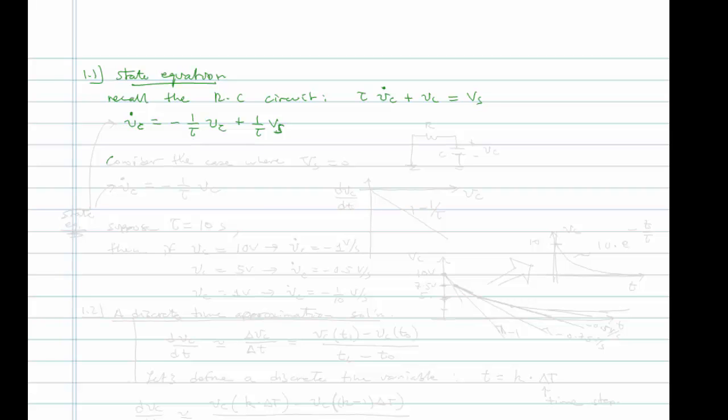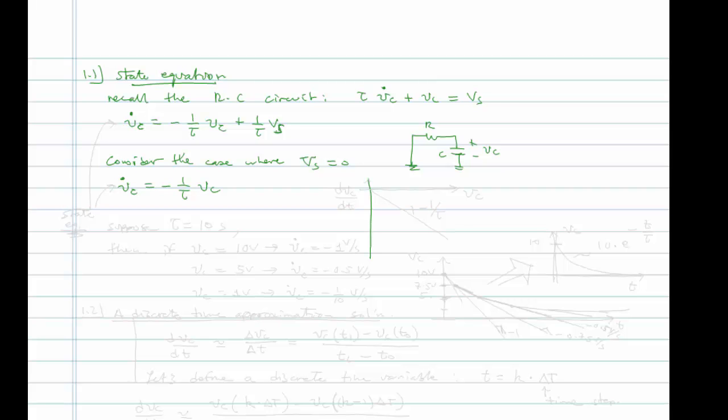Now let's consider the case where VS is 0. That just means there is no voltage source, so what we really have is a capacitor and a resistor in series. We're looking at this voltage VC, and maybe there's some initial voltage on the capacitor. How does that voltage evolve over time? Well, it's going to discharge through the resistor. So we can write VC dot is equal to minus 1 over tau VC.